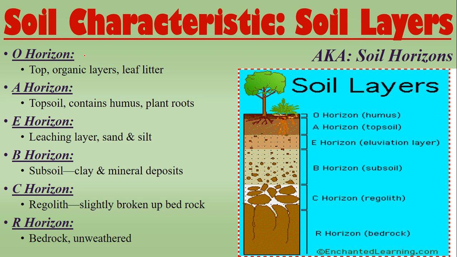Then you have the A horizon, which is the topsoil. It contains humus and plant roots and some organic stuff, and it's good for plant growth. The E horizon is the leaching layer, and it's usually composed of some sand and some silt. The B horizon is the subsoil. It's usually composed of clay and mineral deposits. After that, you get the C horizon with regolith and some slightly broken up bedrock, and then the R horizon, or people call it the bedrock, which is the unweathered rocks.